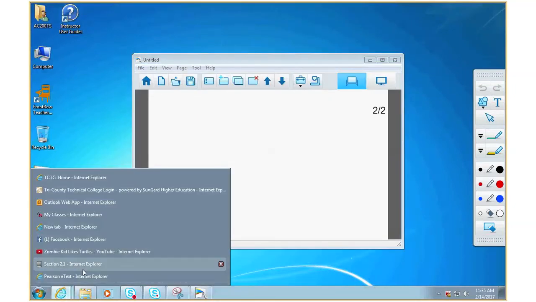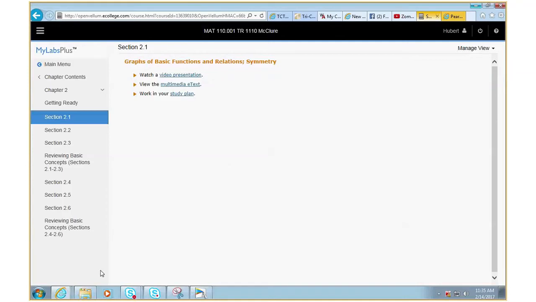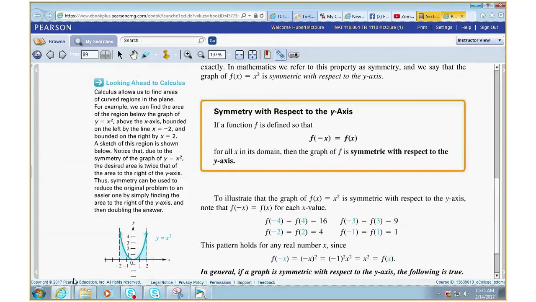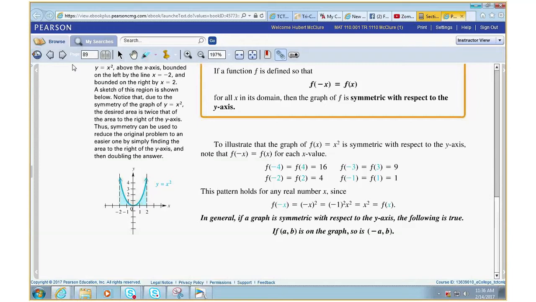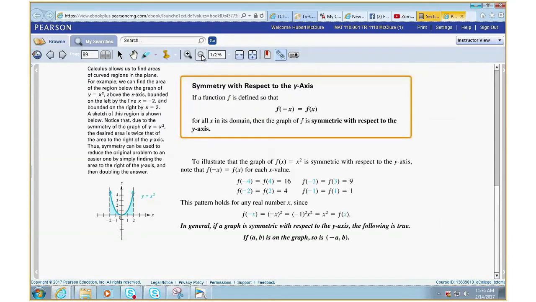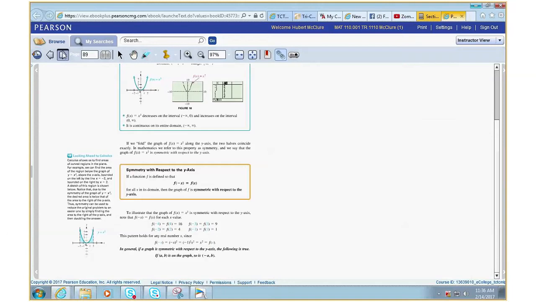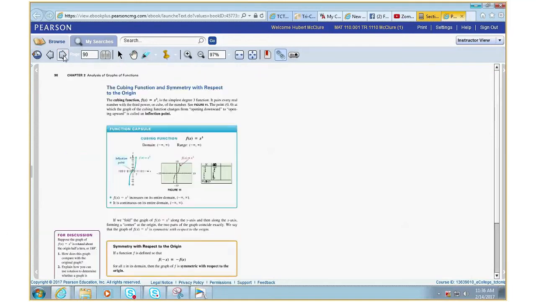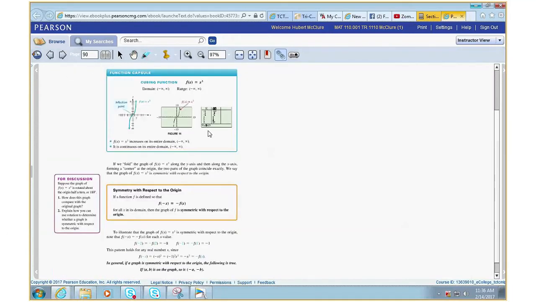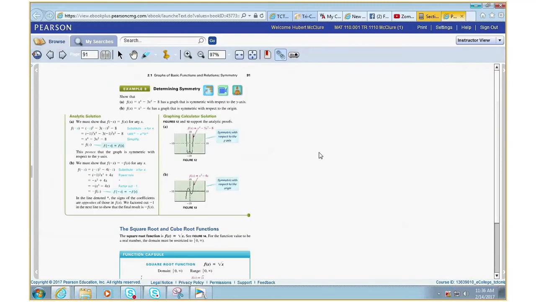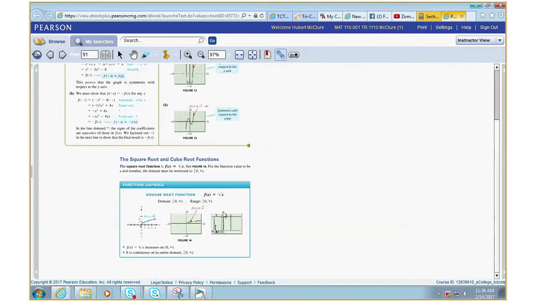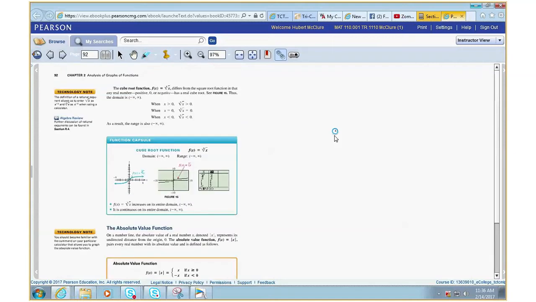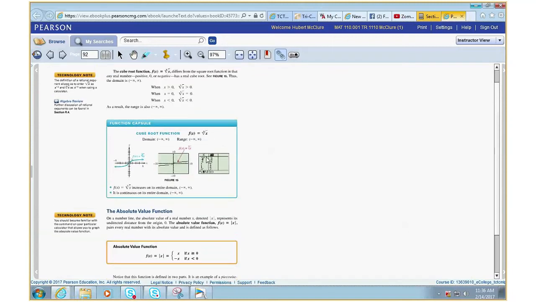You find there's 2.1. Nope. There it is. Let me kind of go down a little bit. We talked about the origin, the square root function. You know what that looks like. You know what the cube root. Now, I didn't cover the cube root, but you can draw that if you want to. Go ahead and draw the cube root.